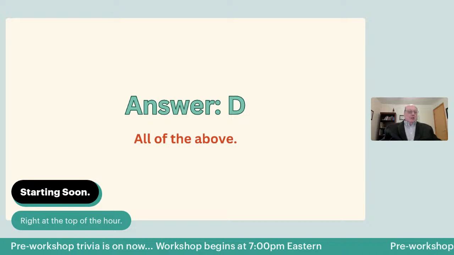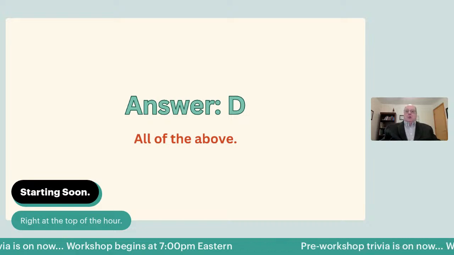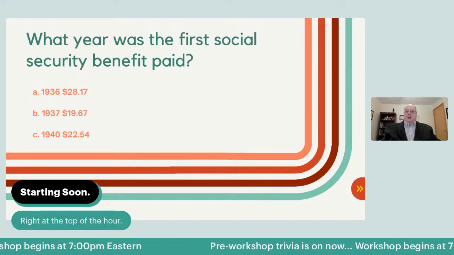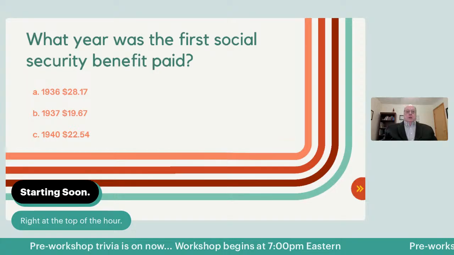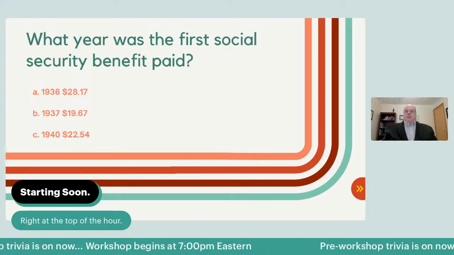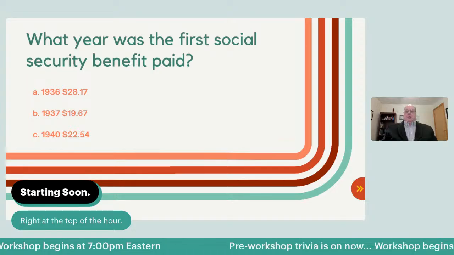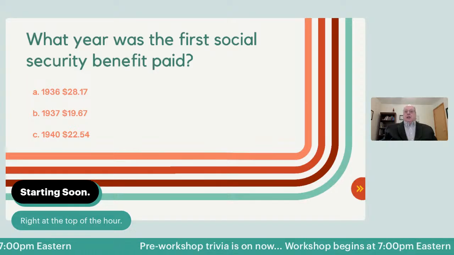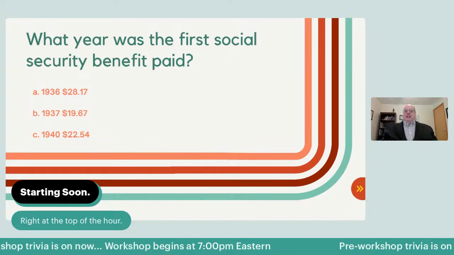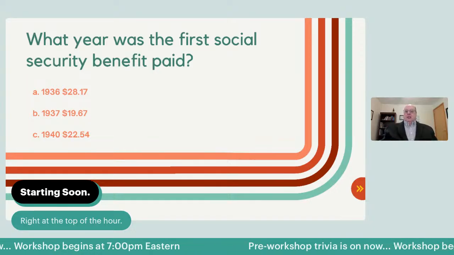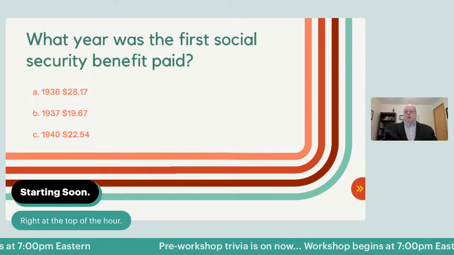All right. I think this is probably the last question we're going to have time for. What year was the first Social Security benefit paid? Not collected, but paid. Is it A, 1936 for $28.17, B, 1937 for $19.67, or C, 1940 for $22.54?